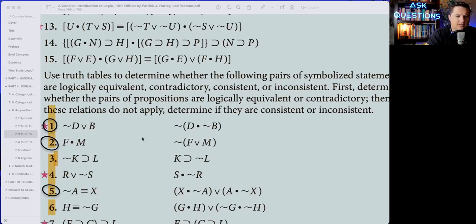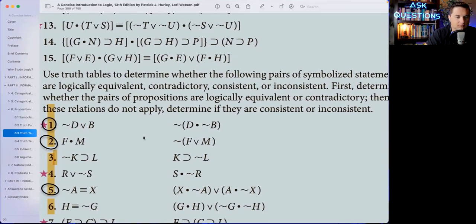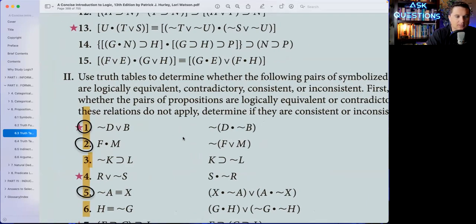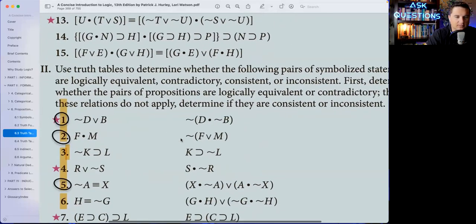Oh, let's see if I can zoom out here. Oh, there we go. Really not? I don't know what's going on here. Well, we can just read it.